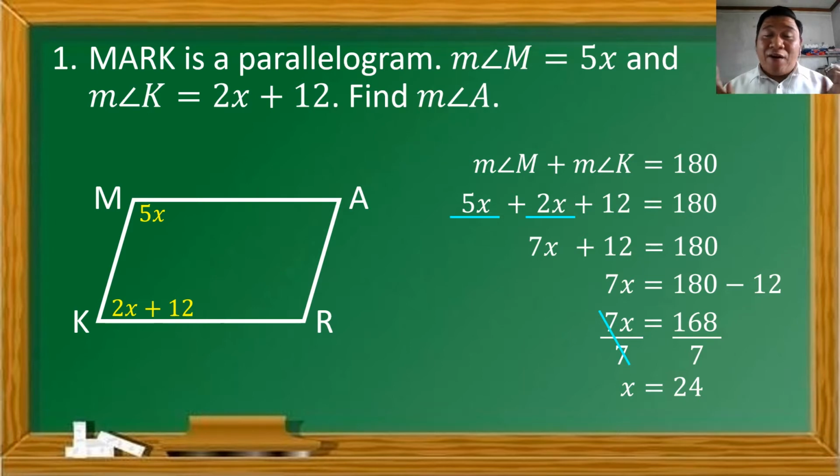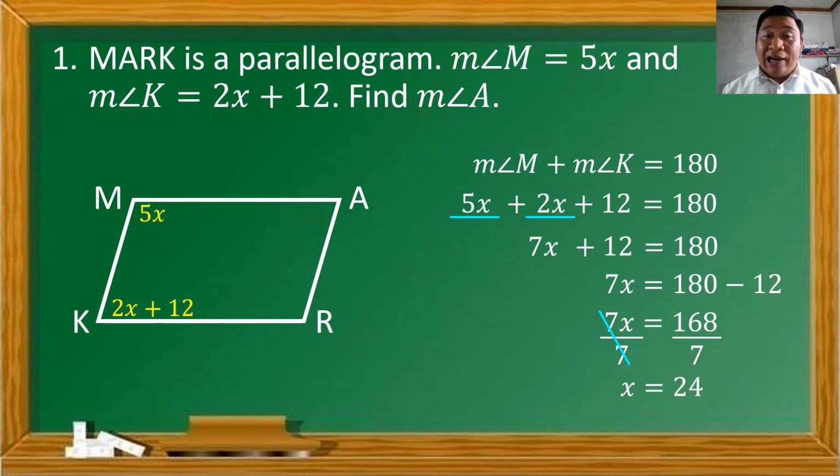Okay? And for this, para masolve natin ang measure ni angle A, meron tayong dalawang choice na relationship na pwede nating gamitin. Okay? So, pwede nating gamitin yung relationship ni angle A at ni angle M, which is consecutive angles. At alam naman natin na sa parallelogram, consecutive angles ay supplementary. So, pwede natin gamitin yan ulit. Okay? Pwede natin gamitin na the measure of angle A plus the measure of angle M is equal to 180 degrees. Pwede rin natin gamitin yung relationship ni angle A at ni angle K.